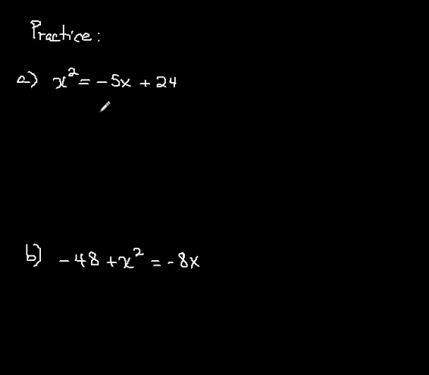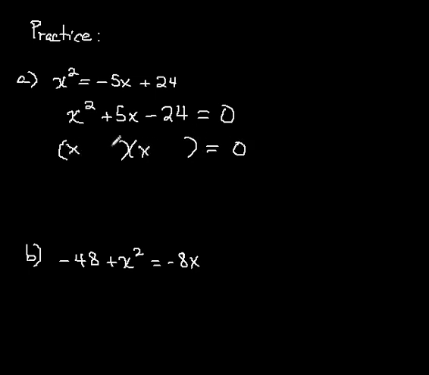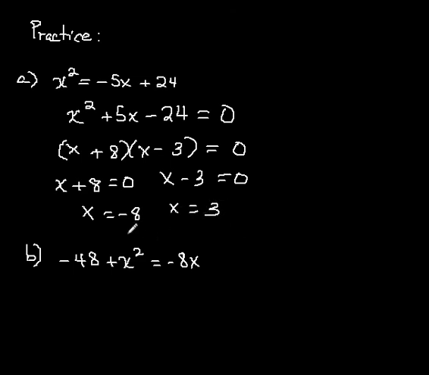All right, here we go. Let's solve these. Hopefully you did these by yourself first. x squared plus 5x minus 24 equals 0. You want to add 5x to both sides, subtract 24 from both sides. Factor them. x plus 8, x minus 3 equals 0. x plus 8 equals 0, x minus 3 equals 0. x equals negative 8. I'm doing these a little bit faster. x equals 3. And then you can check them to make sure they're correct.